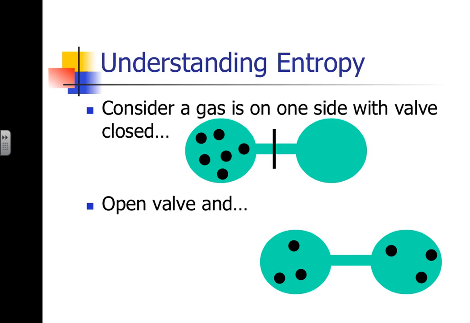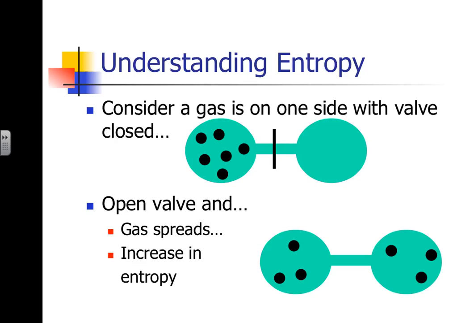And it spreads out until it reaches some semblance of an equilibrium. So notice we have 3 particles on one side and 3 particles on the other side. So the gas spreads, and that is an increase in entropy. It's an increase in disorder because what you're doing is allowing those particles more room to groove, and that's more disordered because they're further spread apart. Okay, does that make sense?